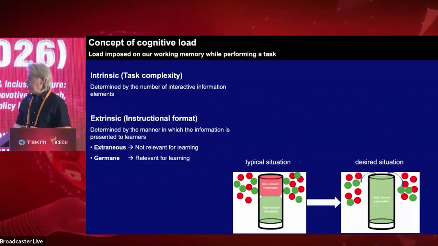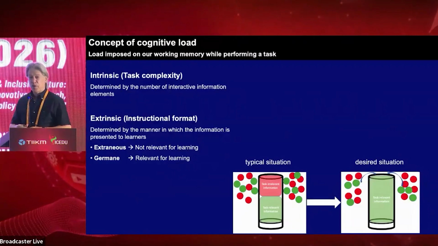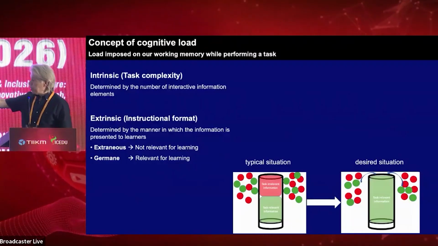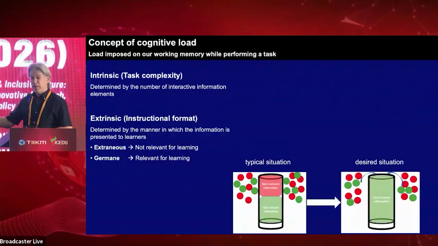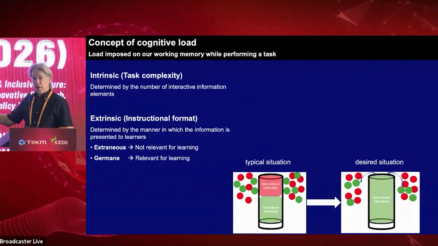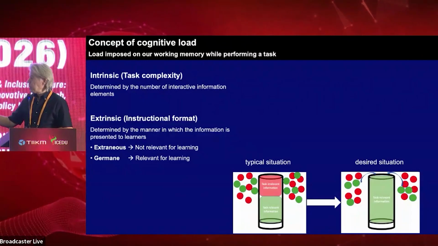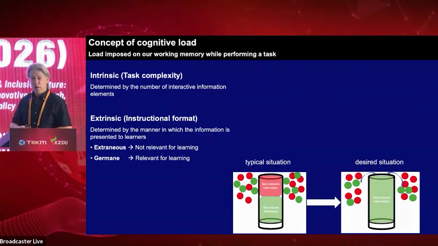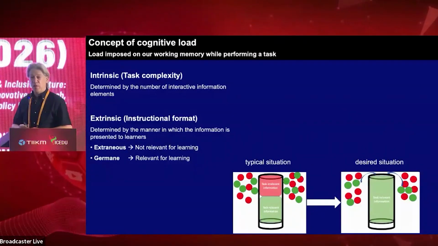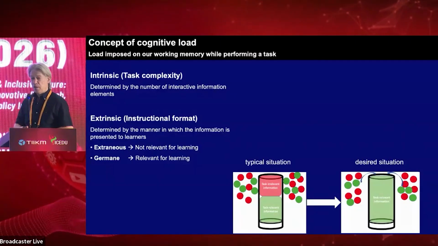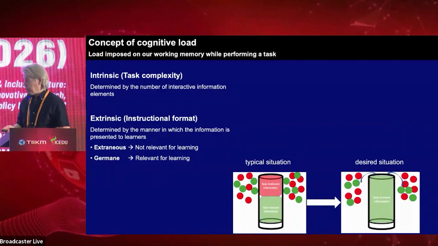And what we typically see in instructional design or learning tasks, the picture on the left, there is of course task relevant information, but there is also task irrelevant information. What cognitive load theory tries to do is get rid of the task irrelevant information and use the capacity of our working memory for relevant information, like you can see on the right side.